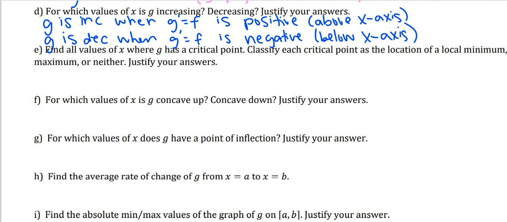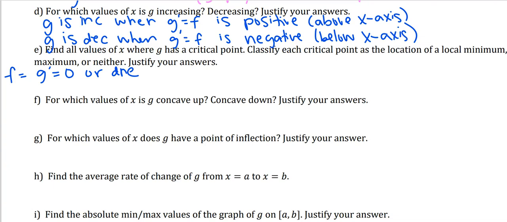Part E, find all values of x where g has a critical point, and then classify each critical point as a location of a local min, max, or neither. Justify. What is a critical point for g? A critical point for g is where g prime is 0 or DNE. I've never seen one where they throw a graph at you that has a DNE. And remember that the given graph f is g prime. Once you've got the x-intercepts, then you can classify each one as a min, max, or neither of g.